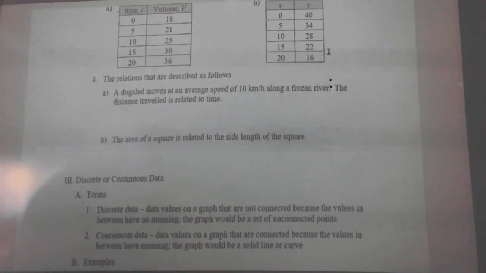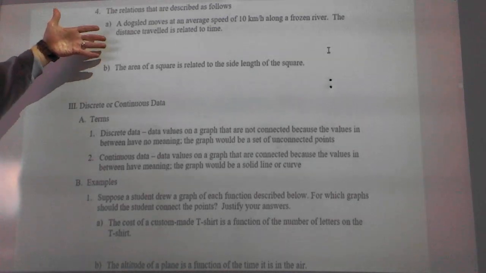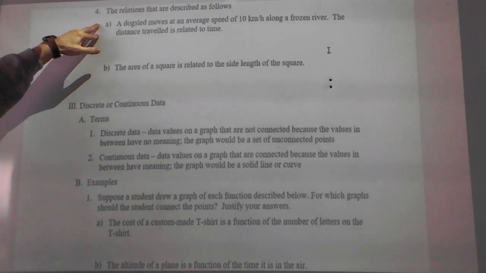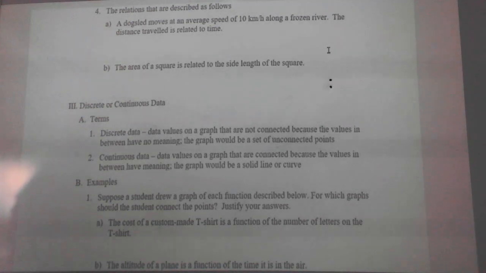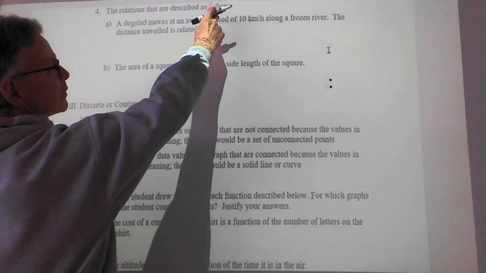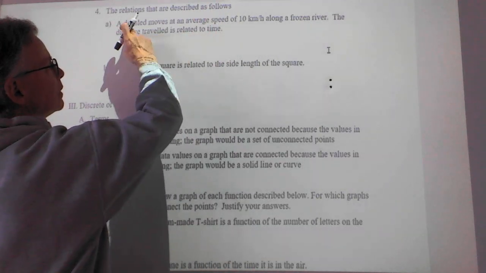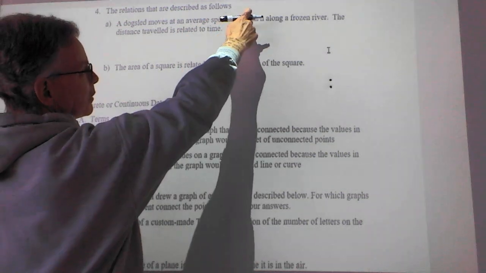Sometimes a relation can be described in words. Okay? So, for instance, for our first one, if we're trying to decide whether it's linear or not, we have to ask ourselves, what's happening here? Well, what you're looking at is distance related to time.